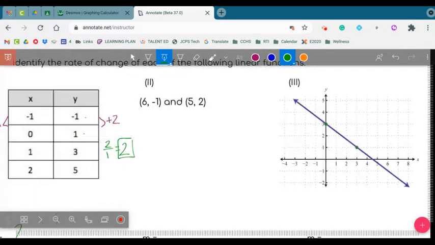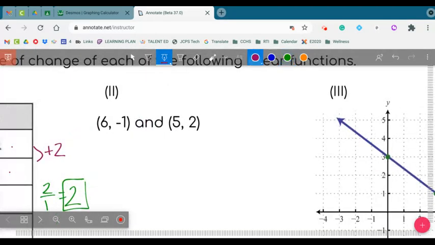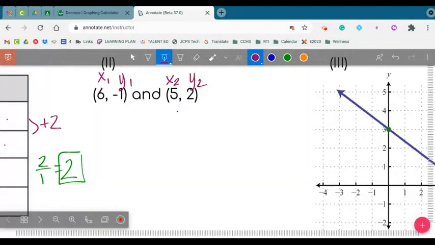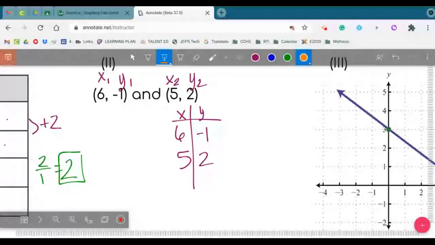And then the second one, I have x1 and y1, and x2 and y2. So I'm going to use our table on this first one. So I'm going to have 6 and -1 and 5 and 2. The table we are familiar with, so that's why I want to do it. You can always use the equation.